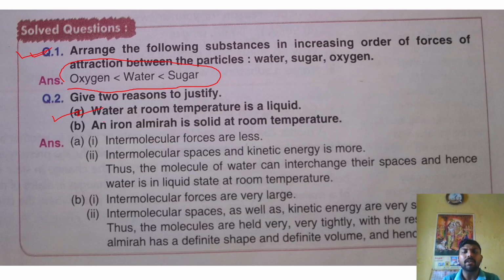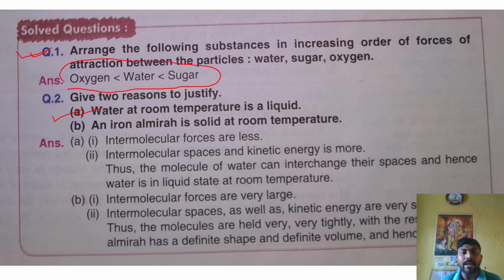Next question: at room temperature, iron is a solid. Why? Because it has a rigid structure, its intermolecular forces are large, and it has a minimum amount of kinetic energy, and that is why it is a solid at room temperature. So whenever the question is like this, that water is a liquid or iron is a solid, you have to give the answer on the basis of these properties. If you give the properties, you will get complete answers. Okay, so that is the point.